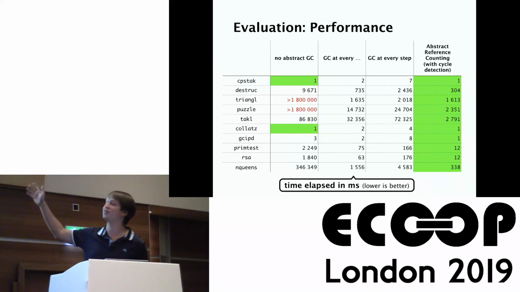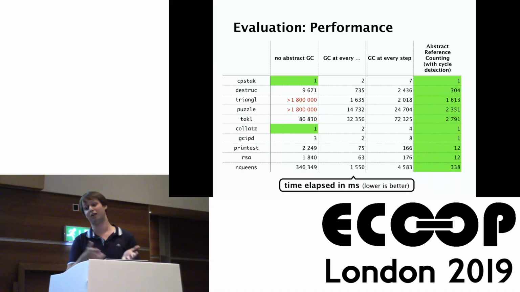Interestingly enough, though, the one that applies garbage collection less frequently always has better performance here than the one that applies it at every step, despite the fact that it has a larger state space to explore, and that's just because it applies abstract garbage collection less frequently, and therefore it has a lower overhead.